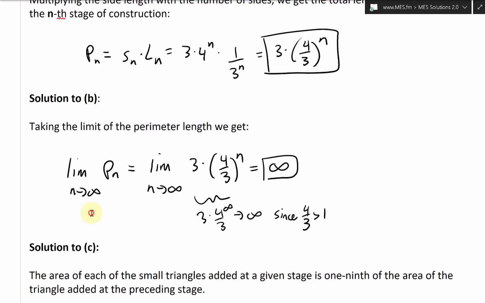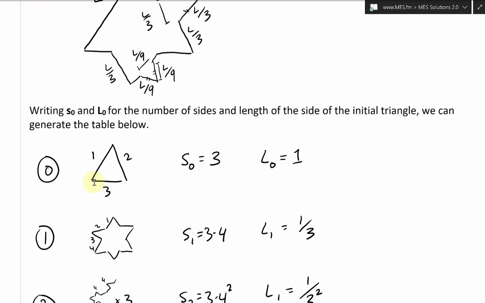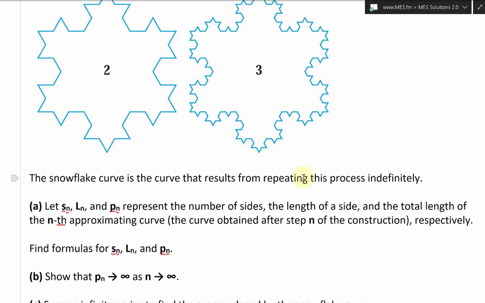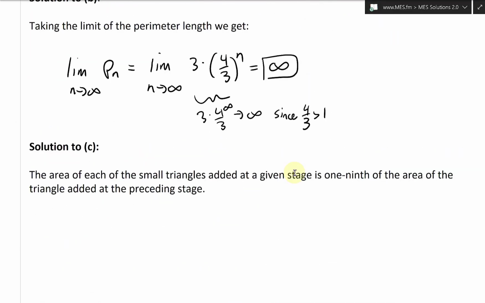So yeah, that's what we have. All right, so that's infinity, and now let's take a look at the solution to part C. Let's see what it was. C: sum an infinite series to find the area enclosed by the snowflake curve. So find the actual area there. Let's take a look here.